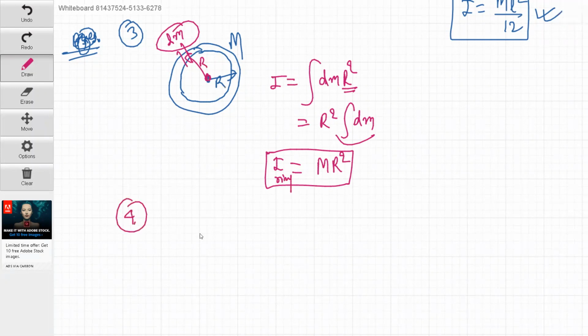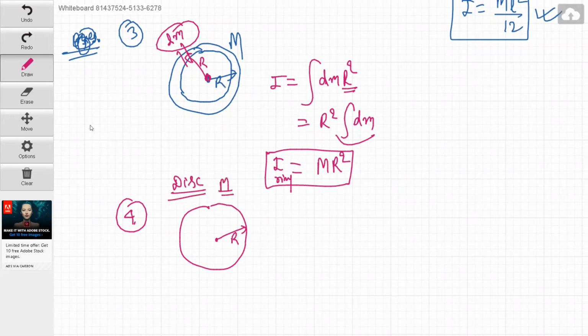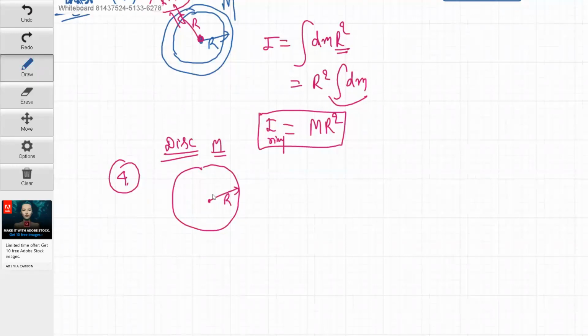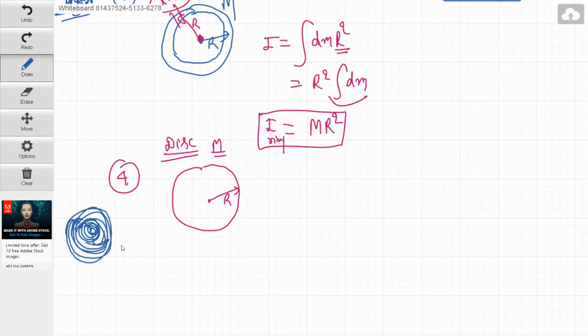Now the fourth part is the disk. Radius is R. This is the disk. Its mass is also M. So basically, if you can see, a disk is a mixture of many rings, isn't it? If you start keeping the rings closer to each other, after some time it will form a disk. Is this okay? Hope you understand.